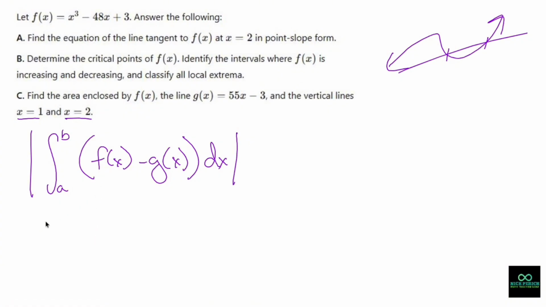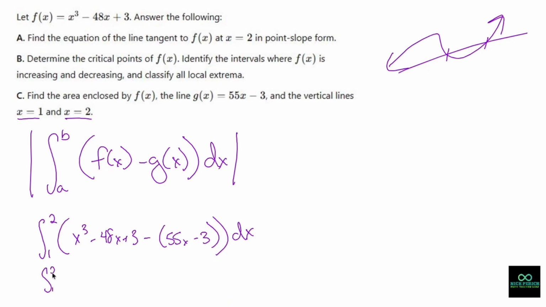So the integral that I'm going to write out is going to be the integral from regular 1 to positive 2 of f of x, so x cubed minus 48x plus 3, minus g of x, which is going to be minus 55x minus 3. Close it, dx. So that turns into the integral from 1 to 2 of x cubed. Negative 48 minus 55x is going to be negative 103x.